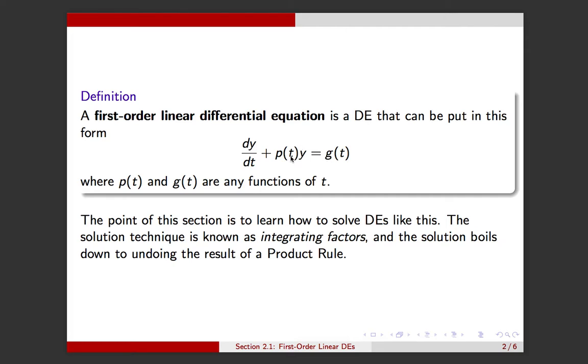But anyway, a first order linear DE is just something that can be written as derivative of dependent plus any independent stuff you want times the dependent equals any independent stuff you want. So we're going to learn how to solve differential equations like this. The solution technique is known as integrating factors. And basically the way it works is just to sort of undo a product rule. So you sort of notice that a product rule happened, and then you undo it.